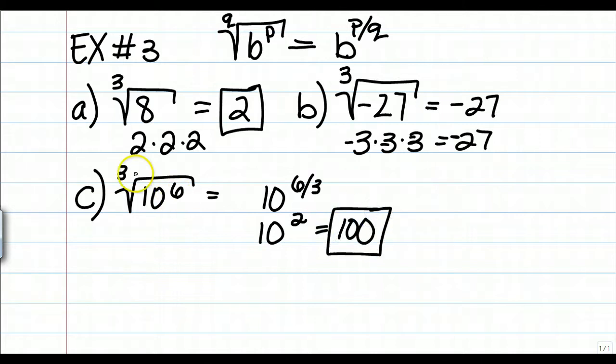So that's a little trick to help you so you don't have to find a huge number and cube root it. And again, you're going to use this over and over again coming up in another section.